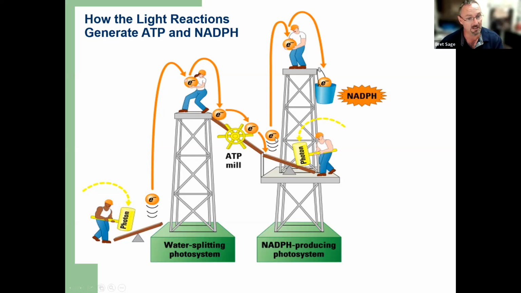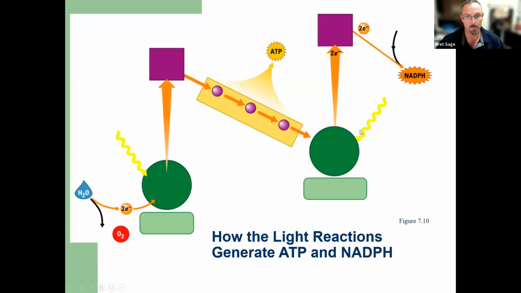Okay, so what's a little different though is instead of this electron just becoming water, it gets re-energized by another photon of light and gets shot up to the NADP-producing photosystem. And so it uses this energy and the split water from before to make NADPH.